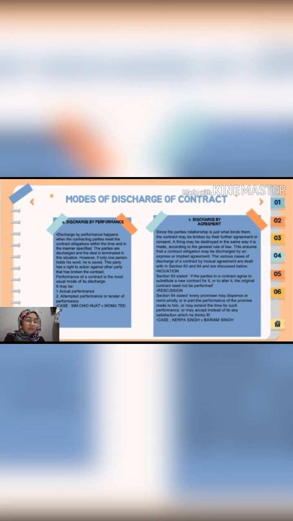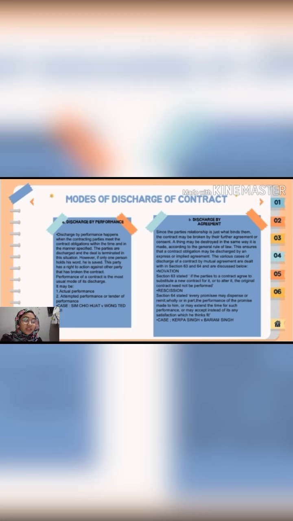For contract by performance, it is the usual mode of discharging the contract. It is when the person to a contract fulfills the obligation arising under the contract within the manner prescribed, and the contract will be discharged by the performance. For example, if the buyer pays the amount of money he promised to pay, he is free from the obligation under the contract. The buyer will be discharged from the contract.